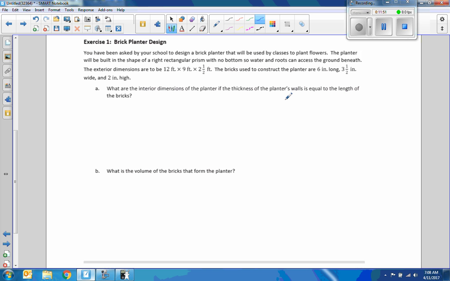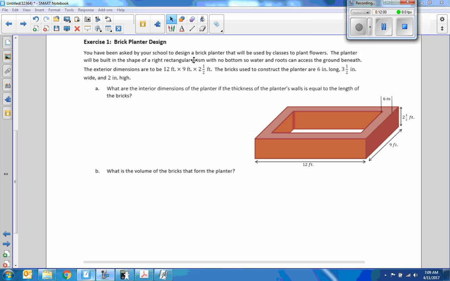Okay, so what we really need to do is draw a picture here. It's always a good idea to draw a diagram and label it to see what's going on. So let me bring in a diagram. I'll be right back. Okay, so here's a diagram of that. 12 feet, 12 feet, 9 feet, 2.5 feet high. The bricks are 6 inches long, 3.5 inches wide, 2 inches high.